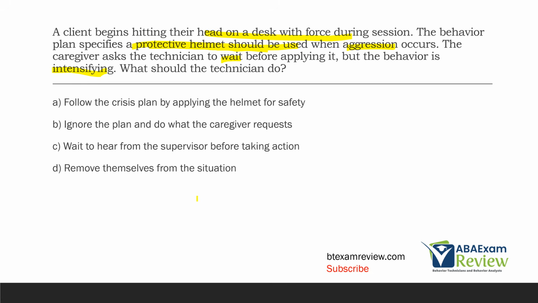That crisis plan is there for a reason. It's there to follow the plan, then reach out to the supervisor and see what they want you to do. But the number one priority at first is safety. Keep this client safe, apply that helmet for safety, and then reach out to the supervisor, see where to go from there.